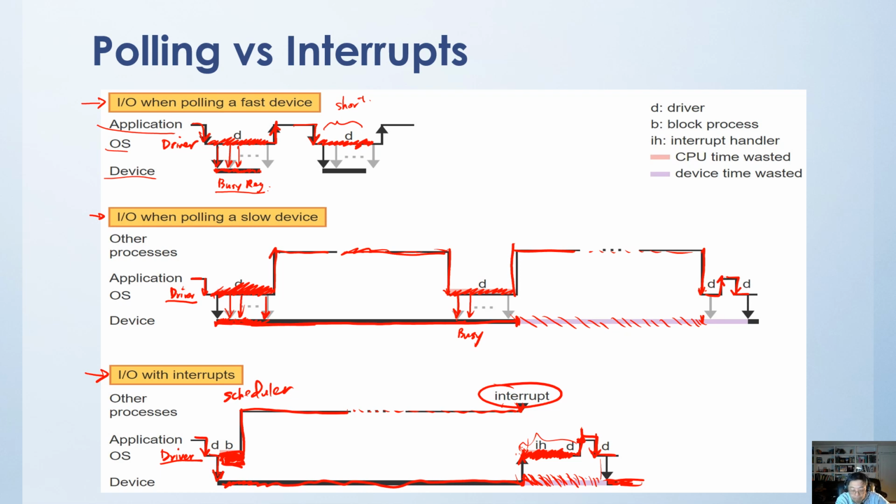So this is the comparison of polling and interrupts from three different scenarios.